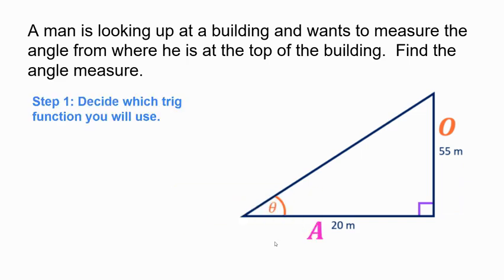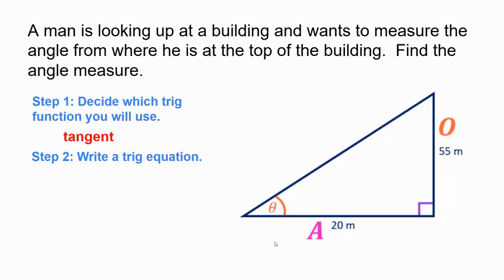Our first thing that we have to do is to decide which trig function we're going to use. Now, I've purposely labeled the vertical side of this triangle as an O and the horizontal side as an A to trigger your mind to think about SOHCAHTOA, because we know that the TOA part tells us that the tangent relates the opposite over the adjacent. So we're going to use the tangent here.